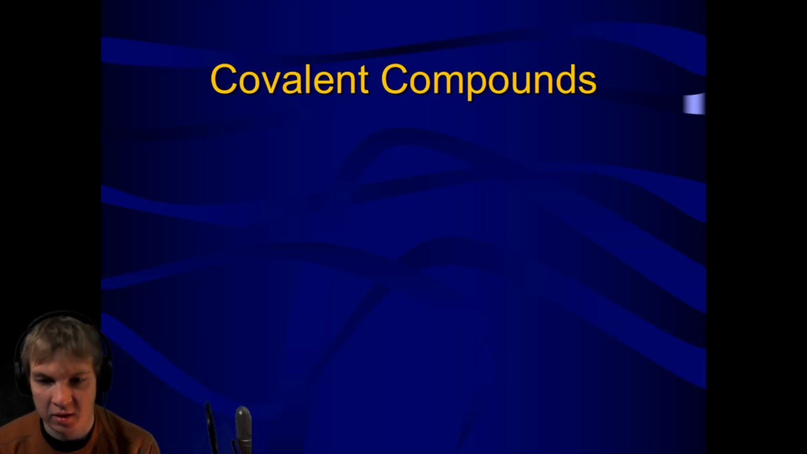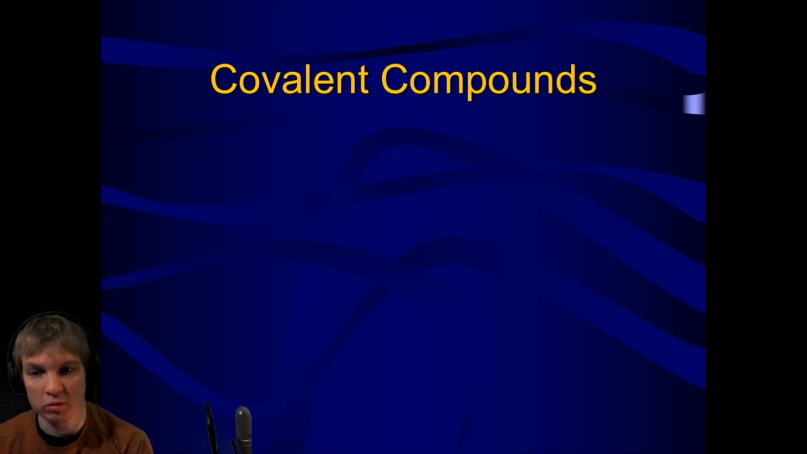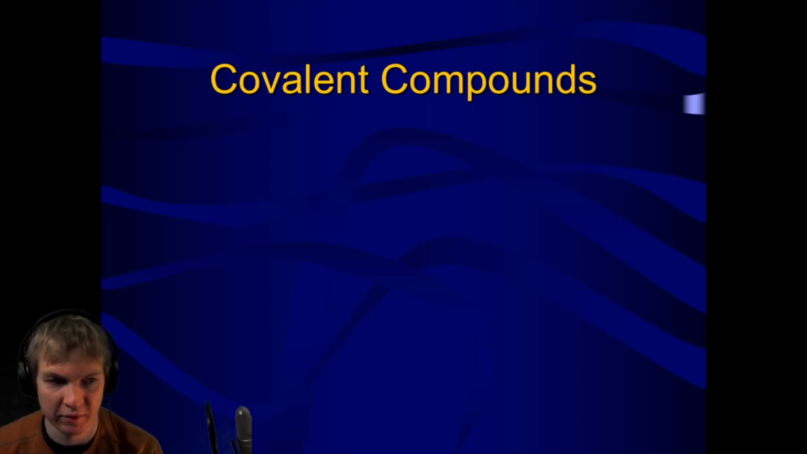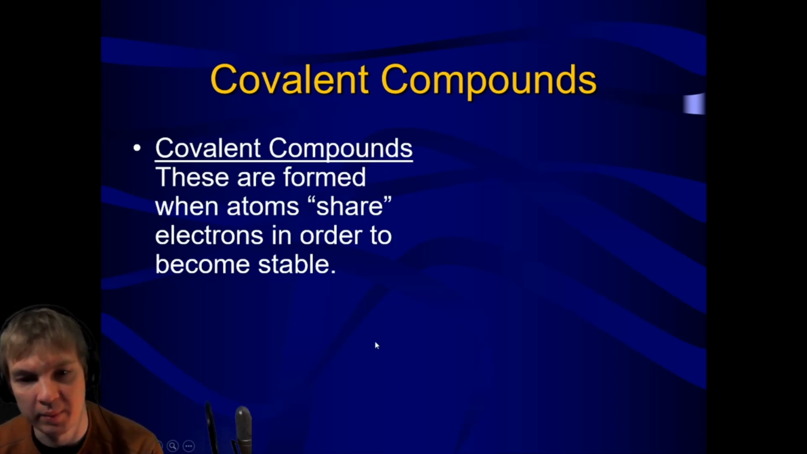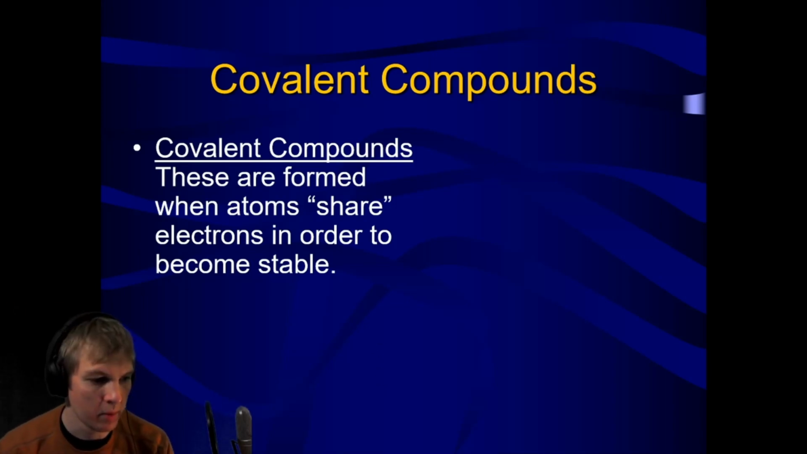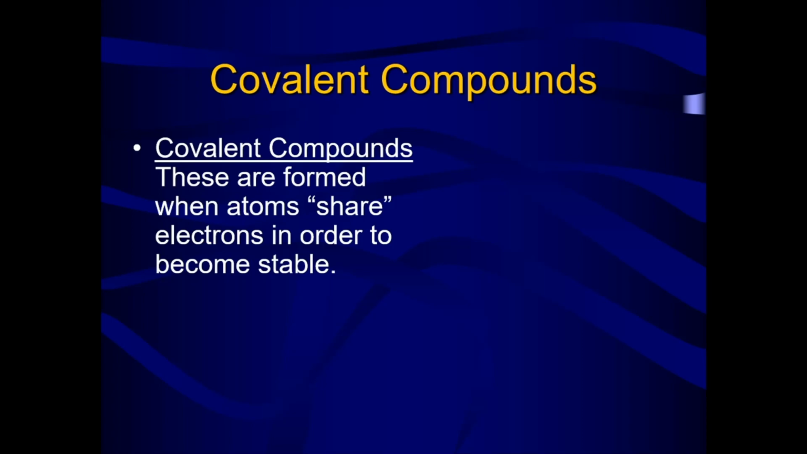So in this set of notes, what we're going to do is actually cover a different type of bond, and that is going to be called a covalent bond. And we're going to take a look at covalent compounds specifically. So let's go ahead and begin with that. So what exactly is a covalent compound? Well, covalent compounds are basically when we have atoms that instead of donating electrons, they're actually going to share them in between the two atoms. Okay, so instead of donating from one transferring over to the other, it is going to be sharing electrons instead. And this occurs for them to become stable.